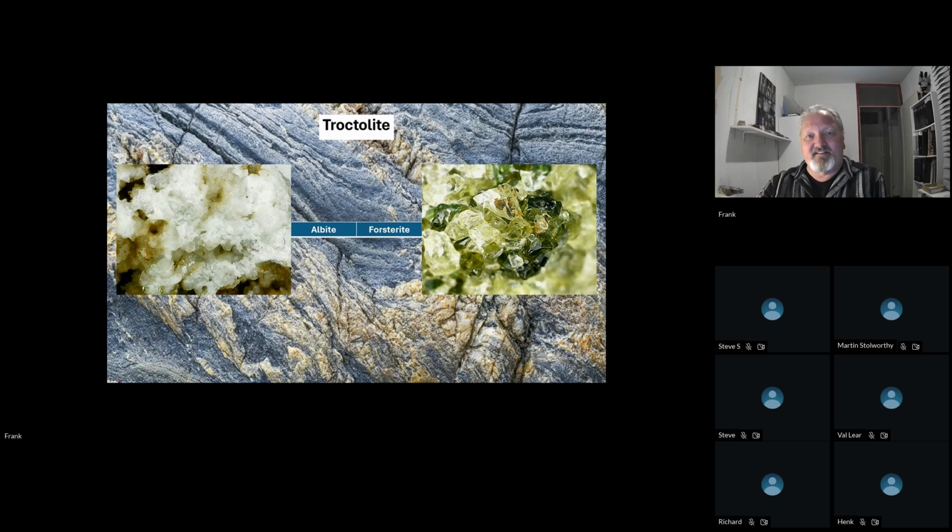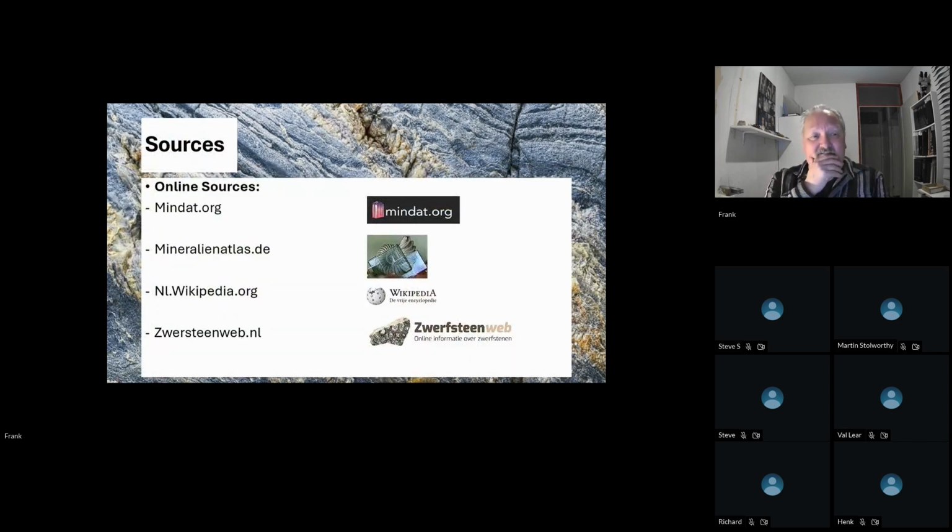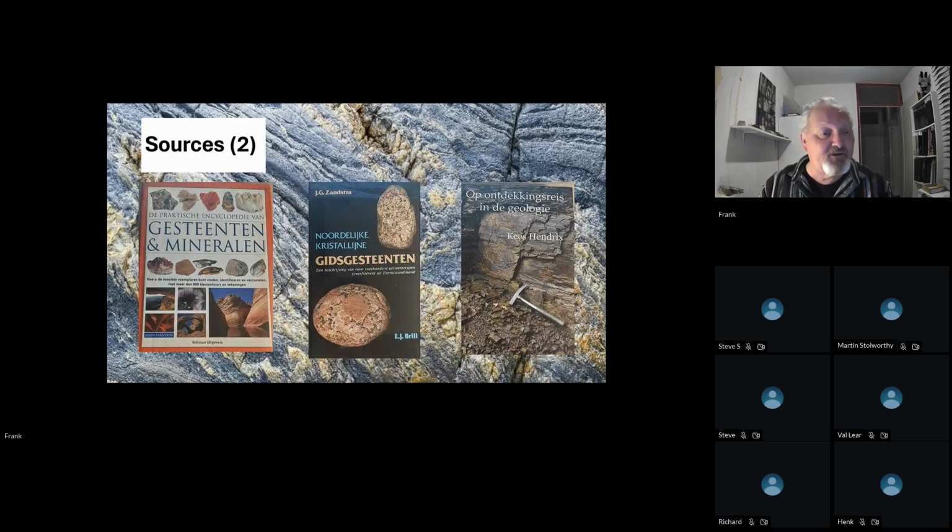Right. The sources I used: well, I did use online sources like Mindat, the Mineralien Atlas, Wikipedia, and also a Dutch site called Zwerfsteen Web, which contains all the rocks you can find in the Netherlands, which were brought here mostly by the glaciers during the Ice Age. And of course, I used books. I still have books: Rocks and Minerals, Guide to Rocks, and Discovery in Geology. They are all in Dutch, so probably not for most of you, but.